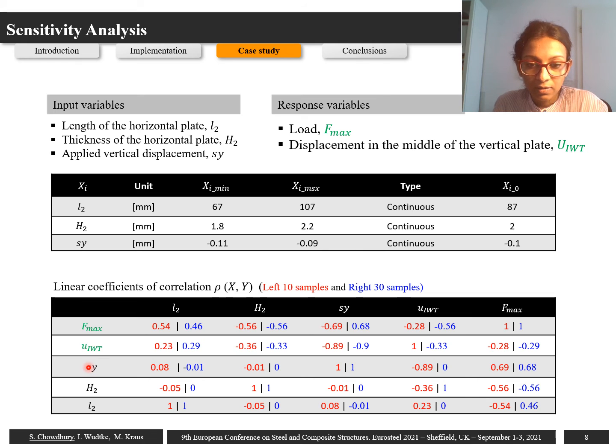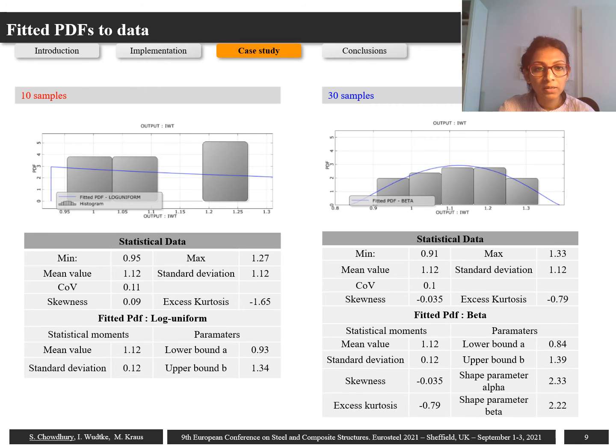And as you can see, the highest coefficient of correlation is observed between the vertical displacement and the displacement in the middle of the vertical plate. Also, we see that the sampling rate, so the difference between the 10 samples and the 30 samples, is not significant. Though we haven't seen a very significant difference between the 10 samples and 30 samples with respect to the coefficient of correlation, when we feed the data to a probability density function, we see some very significant differences with respect to the fitted PDF.